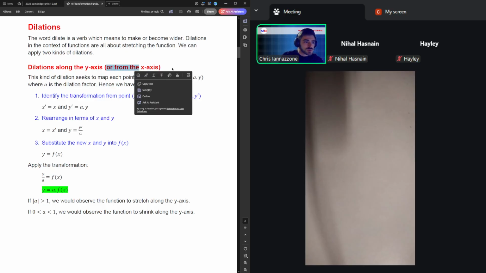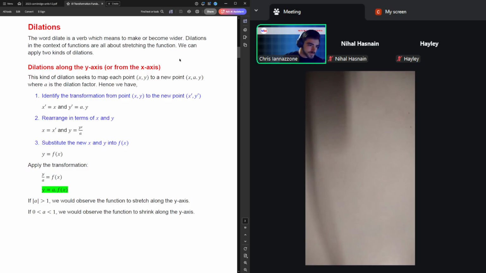You can think of this as moving away from the axis rather than going in that direction. Or in other words, just opposites. Both of these are referring to the same thing. It is applying the multiplication factor of a, the dilation factor, to the y variable.